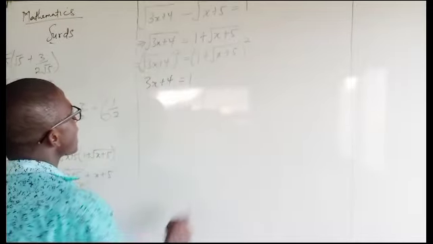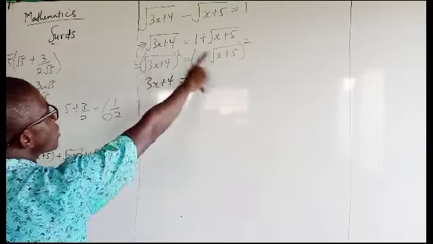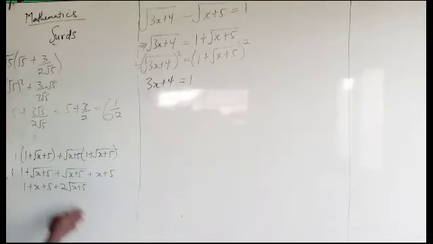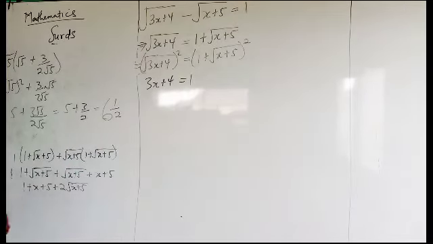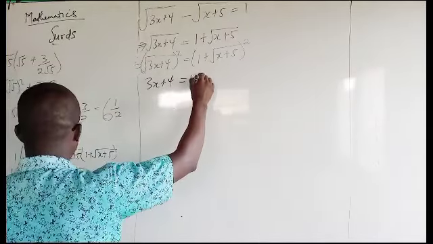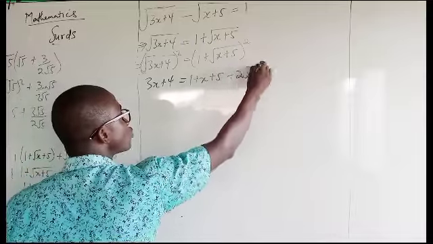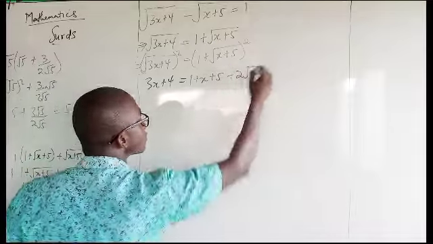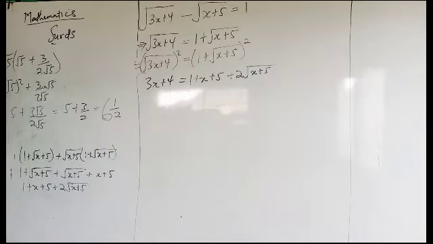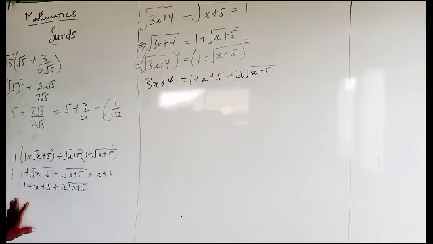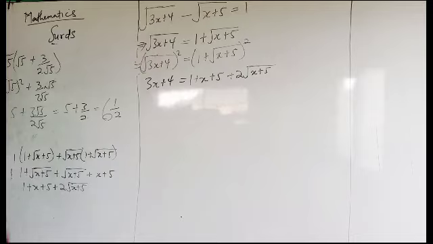I squared both sides. Now, when you square both sides, this is the explanation of the squaring of the other side. So I'm going to get 1 plus x plus 5 plus 2 root x plus 5. Okay, so you can do the squaring somewhere. I did mine on the left side.